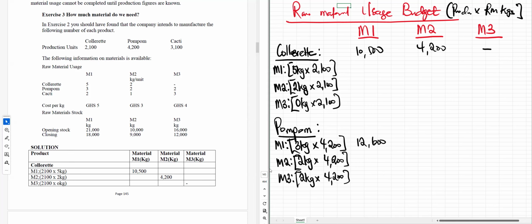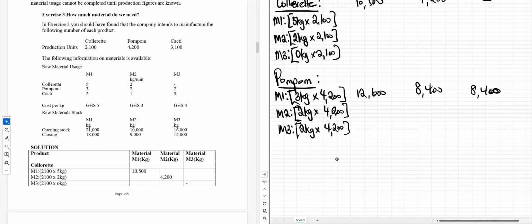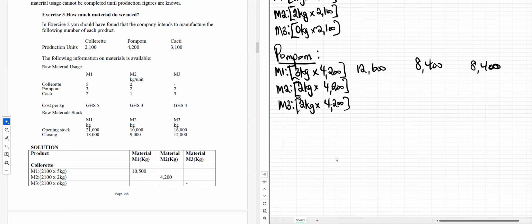Two kg by 4,200, that's 8,400. Then 2 by the 4,200 again, that's 8,400, right? Okay. Then the last one is what? Cacti. So cacti, the same thing, material 1. You see, all the things we are using in 1 year, we are just multiplying by the units produced.